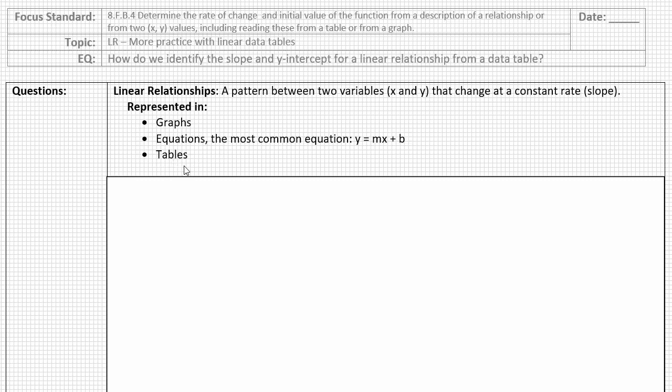And so our goal today is to be able to look at tables and write a slope-intercept form equation based on the data given to us in the table. So with that, let's go ahead and jump into our first example.